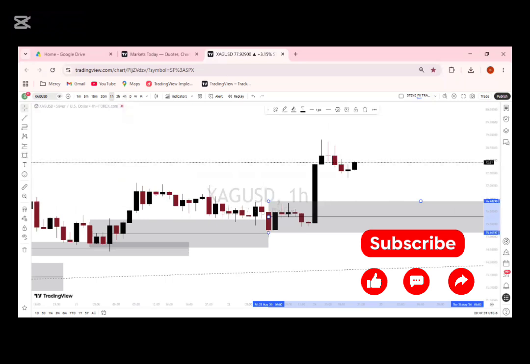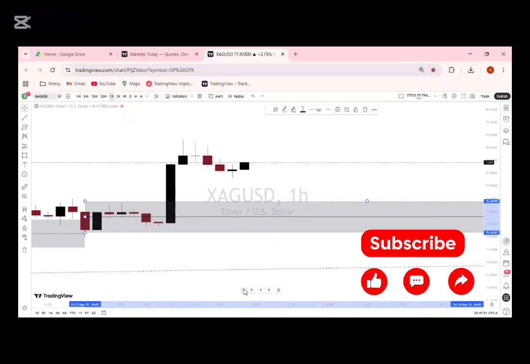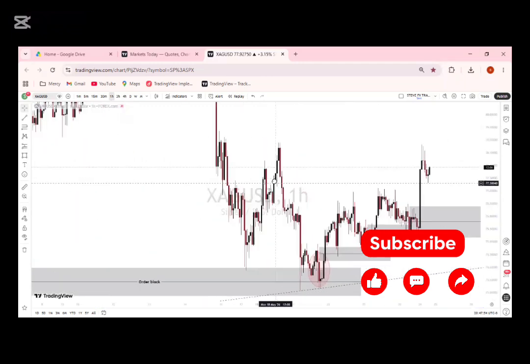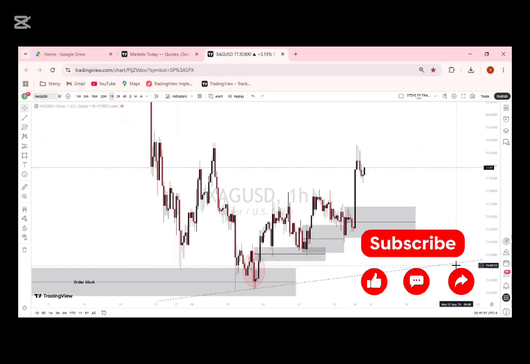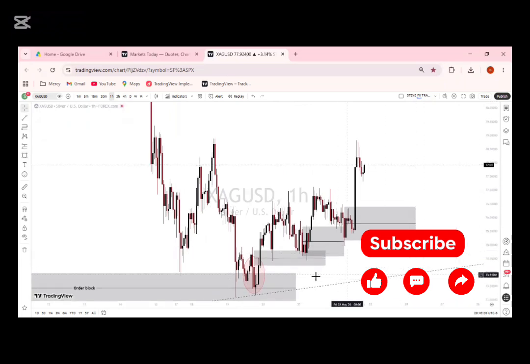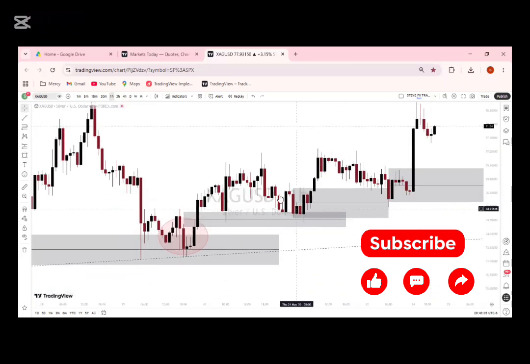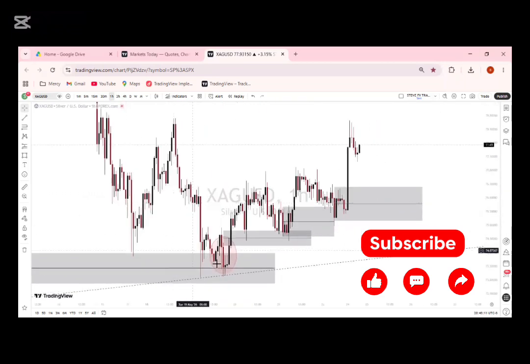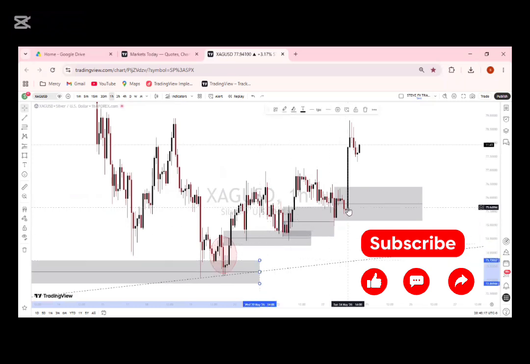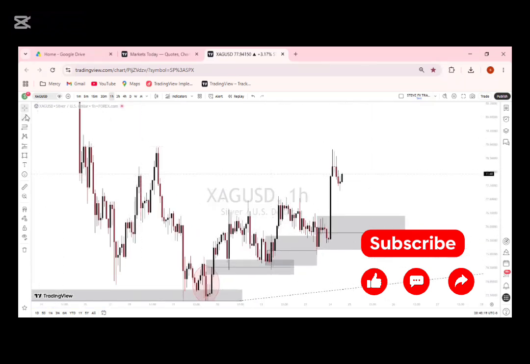So when we come to our 1 hour time frame, this is what we are seeing on our 1 hour time frame. On our 1 hour time frame, we had this, which becomes our point of interest. Now we look out for liquidities.